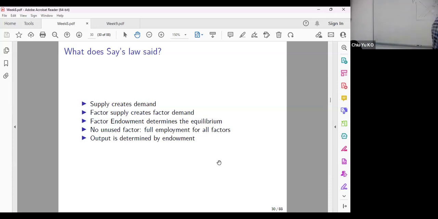So what does that mean? It means that's very important. Supply creates demand, so it means that what you have determines the equilibrium. Do I have the graph here? Oh, I don't, but what it means is like this. This is the quantity. This is price.